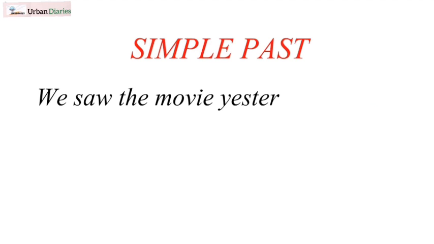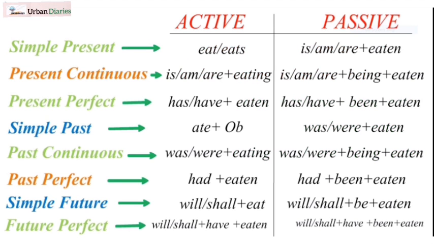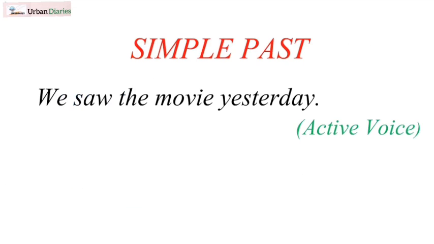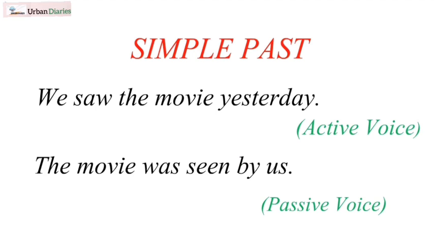We saw the movie yesterday. Guys, by now you must have understood how important that table is, which has all the helping verbs in that. So if you see that again, you will notice that to change simple past tense from active to passive voice, you will add was and were as helping verb. So the passive voice will be the movie was seen by us.